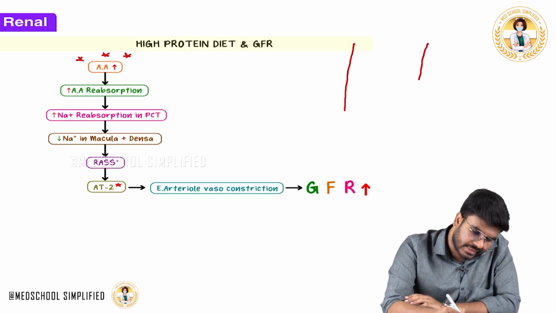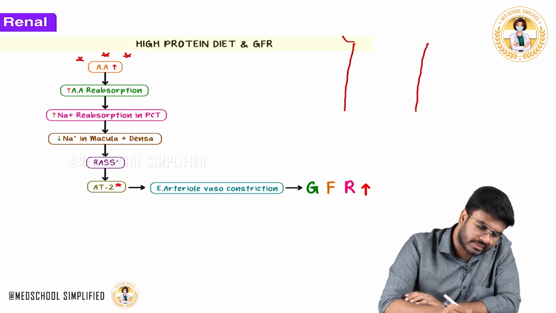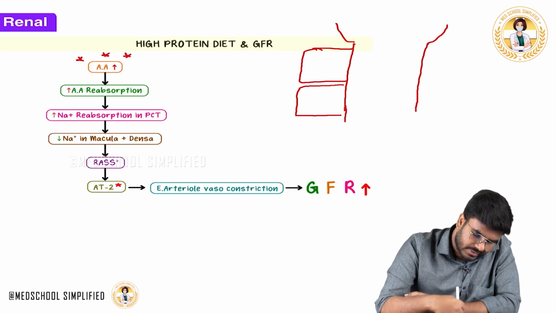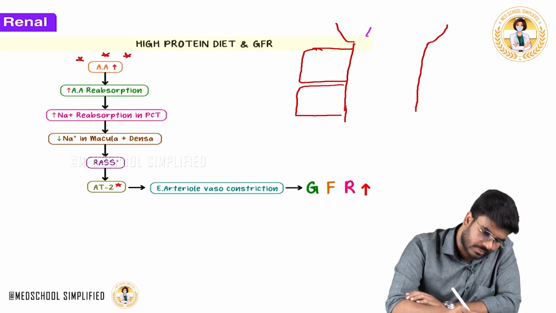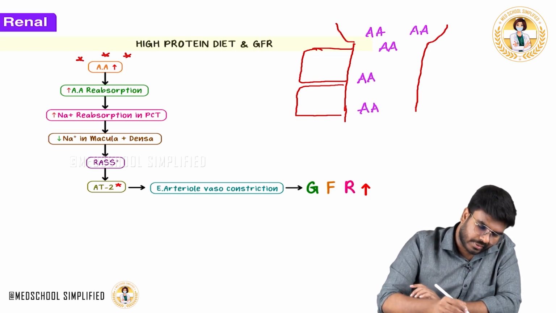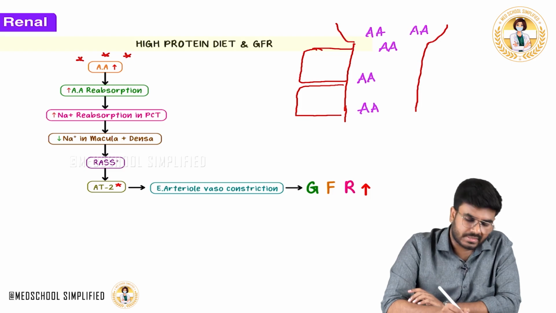Let's take this as a proximal convoluted tubule. Here is the Bowman's capsule on the top. Now what are these? These are the epithelial cells of the proximal convoluted tubule. So now what is happening? More and more amino acids are coming like this. Now you cannot simply lose these amino acids. So what happens? You need to take these amino acids back into the cells.